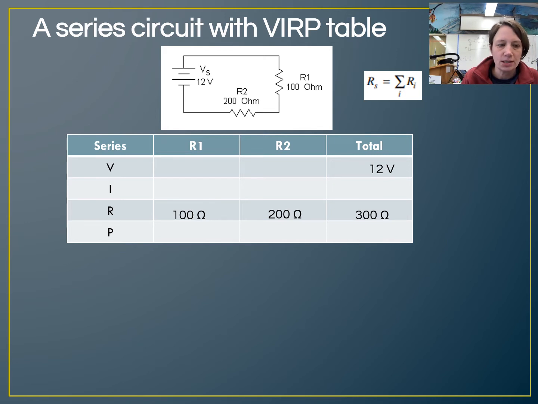We have voltage and resistance, so we can calculate the current coming out of the battery is 0.04 amps, and the power at the battery is 0.48 watts. Here's where the physics comes in.